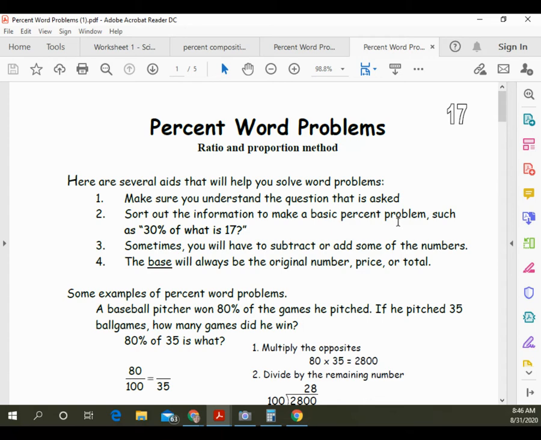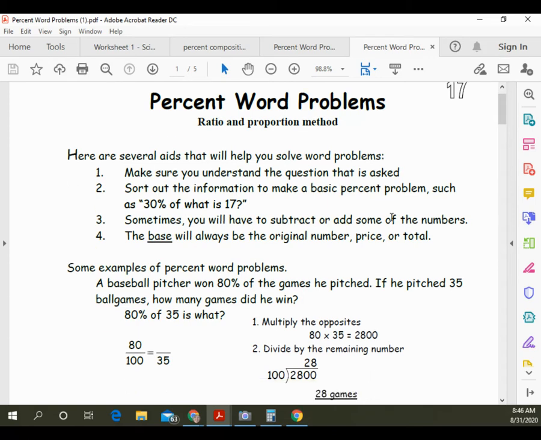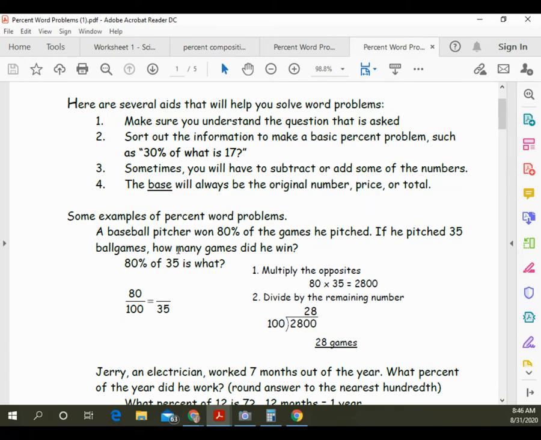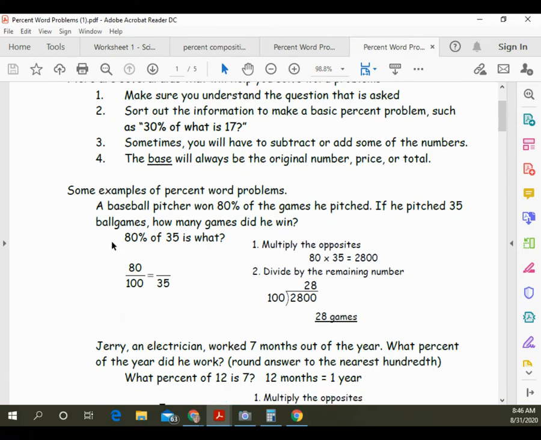So when we're thinking about that, the original number is the whole, the total of the mixture. So here's some example word problems that you guys can kind of walk through on your own, but we'll go through this first one. A baseball pitcher won 80% of the games he pitched. If he pitched 35 ball games, how many games did he win? You're really asking yourself, 80% of 35 is what?